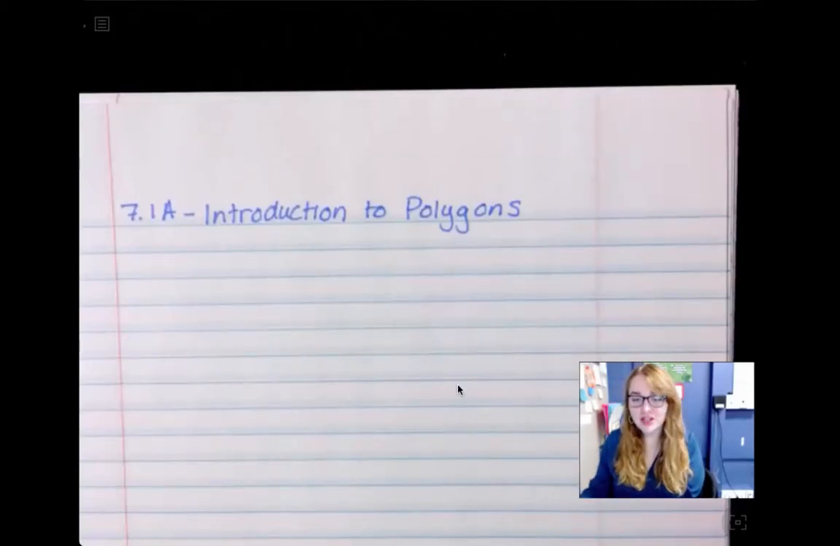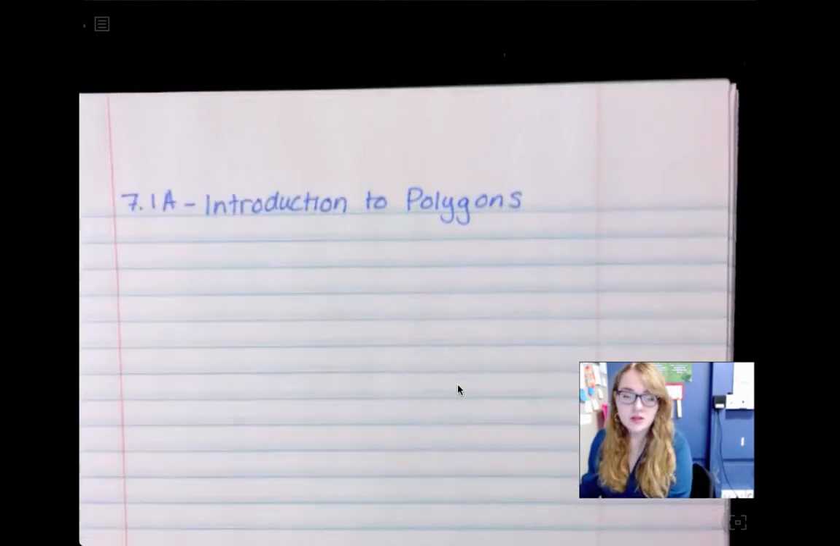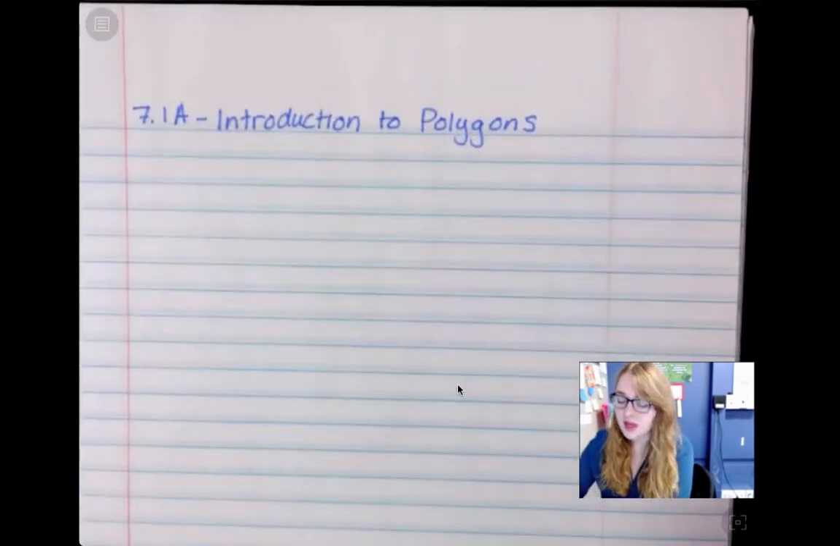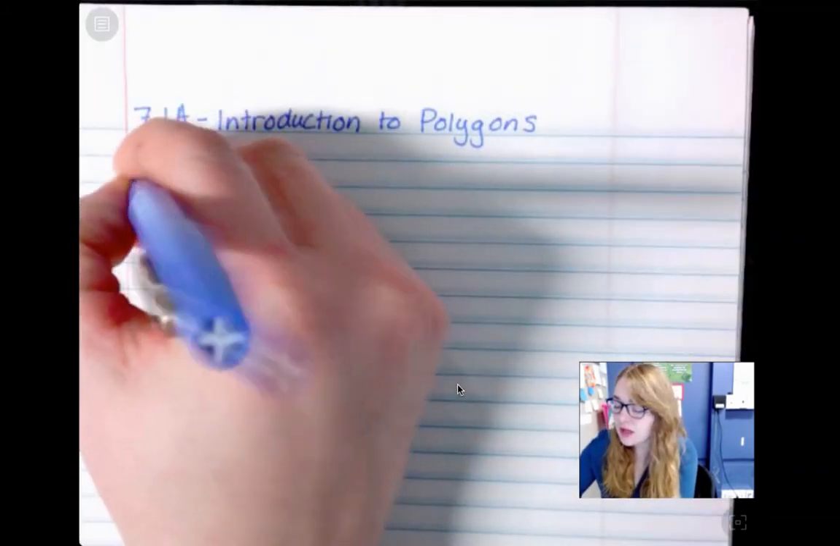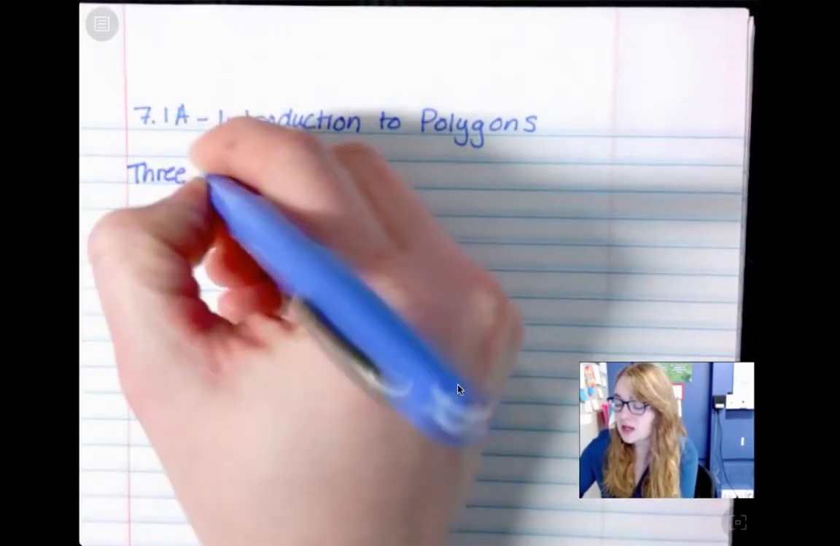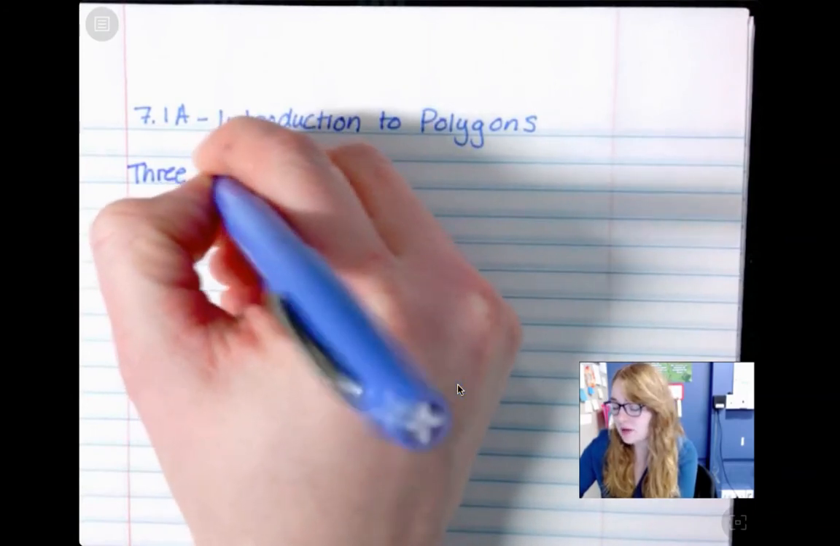Today we are starting Chapter 7 with our Section 7.1a. We are going to be reintroduced to polygons. Now, we have covered polygons a little bit before, but now is when we are going to dive deeper into them. Our first thing is that there are 3 rules that we need to have a polygon.